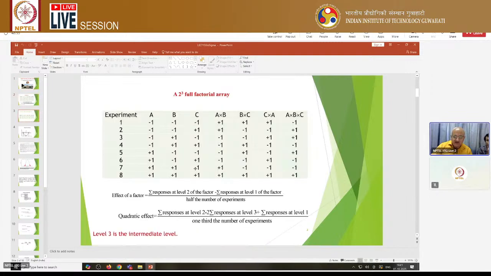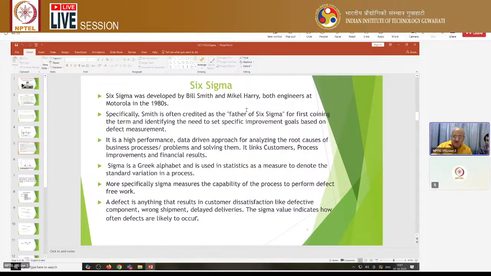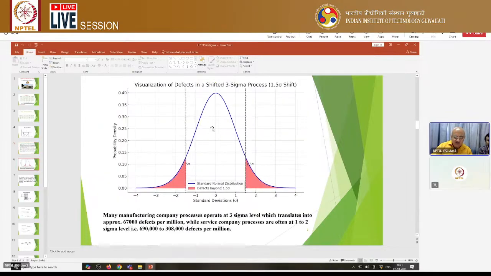That type of thing I have shown. Six Sigma was developed by Bill Smith, and this is the sigma. So this is the defect violation at 3 sigma. Manufacturing companies operate at 3 sigma, which translates into approximately 67,000 defects per million, while service company processes are often at a 1 to 2 sigma level. A 1 to 2 sigma level means these many defects per million.